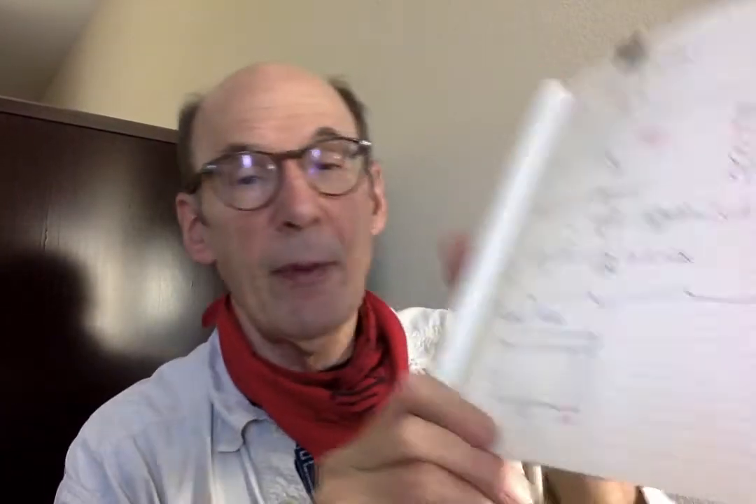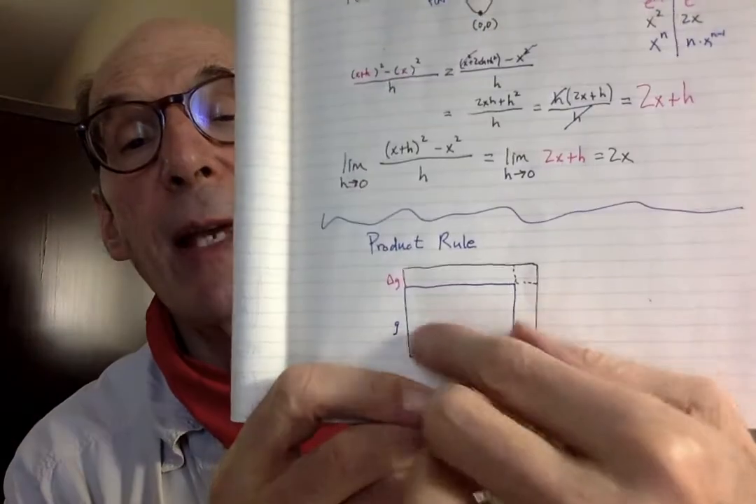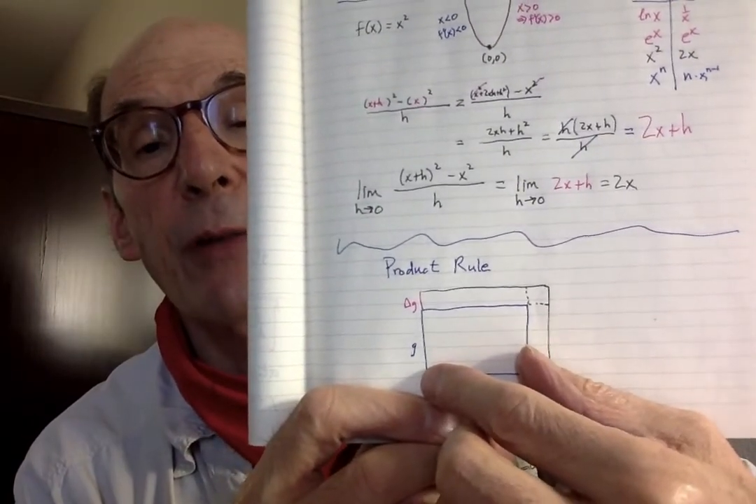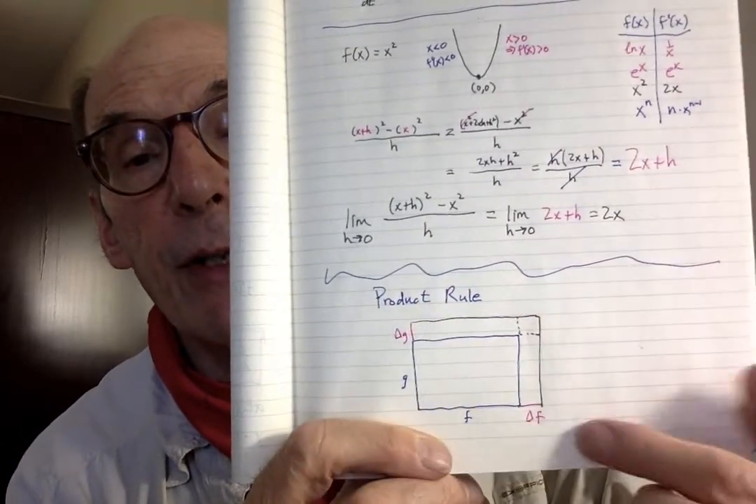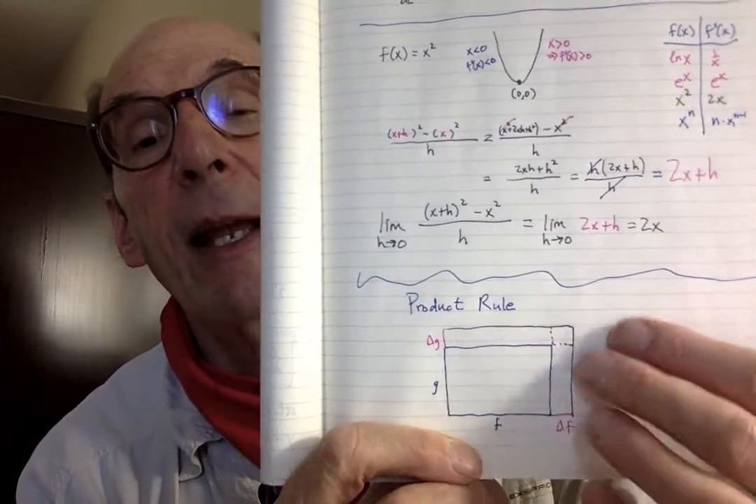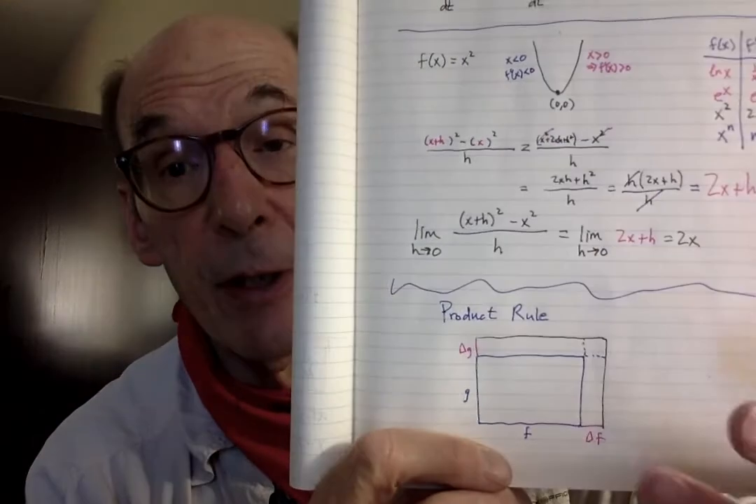And I'm drawing in a couple of little dotted things. So I've taken the original rectangle, that's the smallest one that you see, the F G, and I've extended it a little bit vertically and a little bit horizontally. And now I have a new rectangle that's bigger, and we want the area of the new rectangle. F times G is the area, so the change in area will be the area of the new one minus the area of the old one.